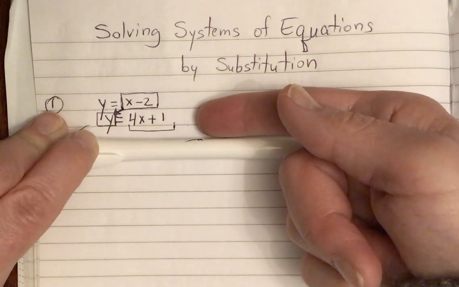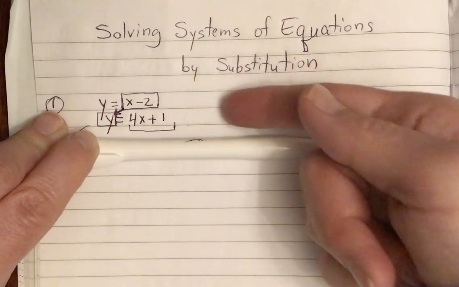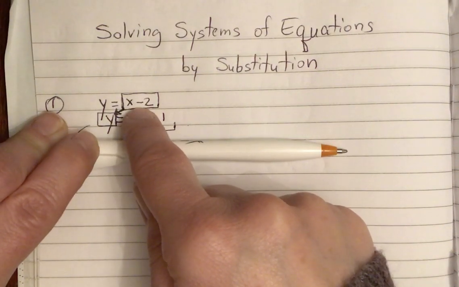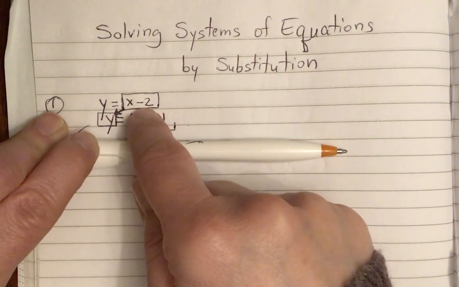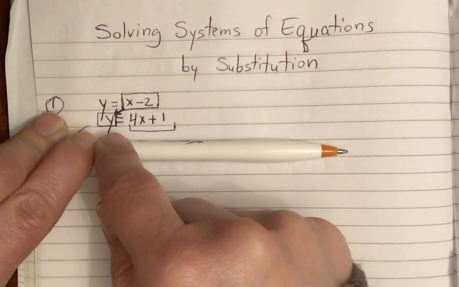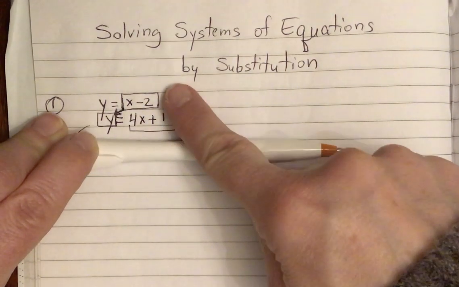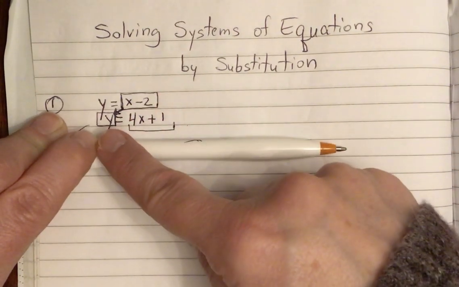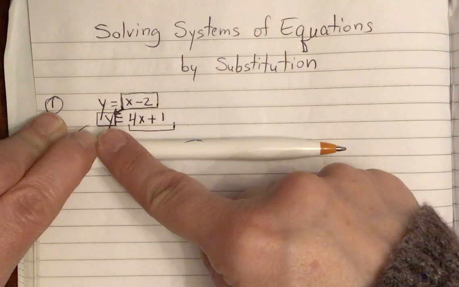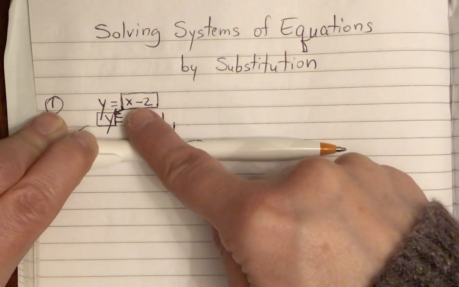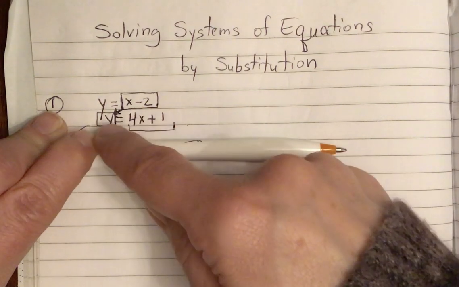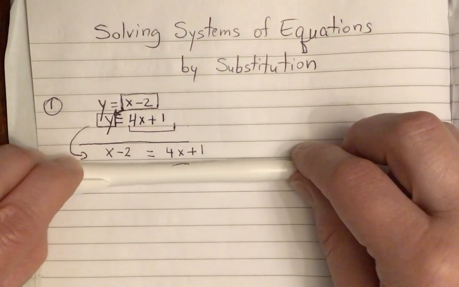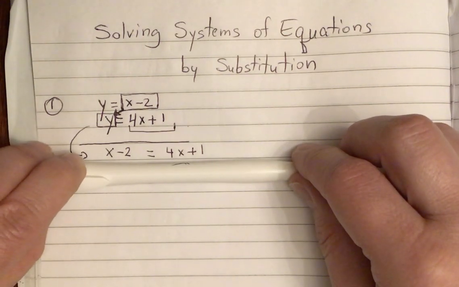And we do so by looking at the first one, saying, well, the first says y equals x minus 2. Okay, that means x minus 2 is going to become y in the next one. So we're going to take x minus 2 from the first sentence into the second sentence instead of y. That's what substitution is. That's what's happening. x minus 2 equals 4x plus 1.